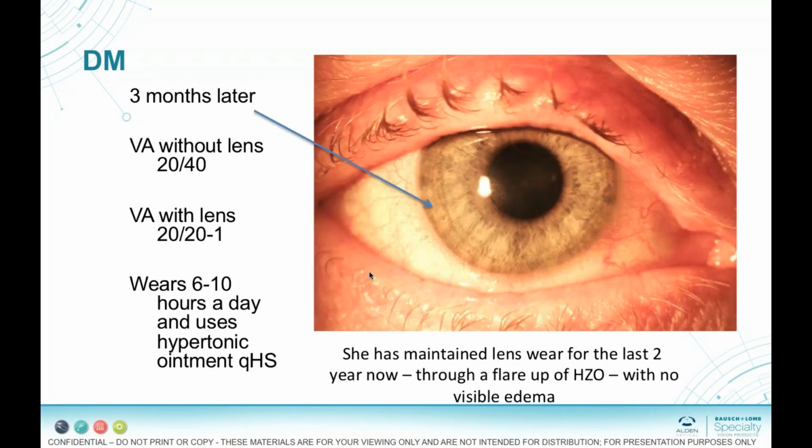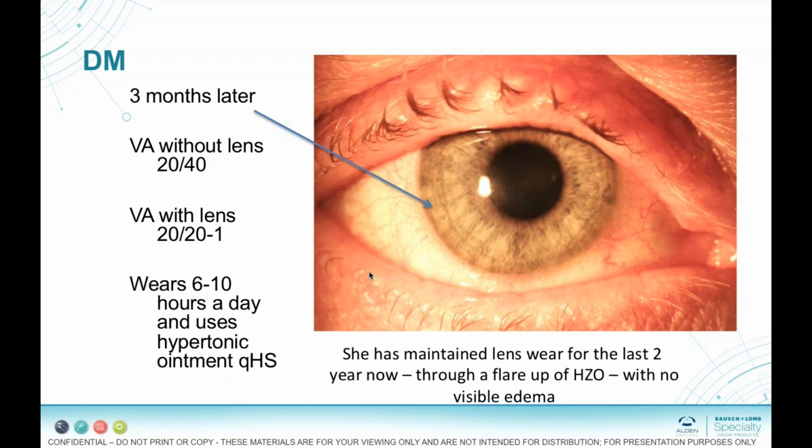So we continued the course of wearing the lens 6 to 8 hours a day, or 6 to 10 hours a day, depending upon how dry she's feeling. She's a very astute person. She kind of gets a feel for how much she needs it, how dry her eye feels that day. She's going to wear the lens a little more some days, a little less others.